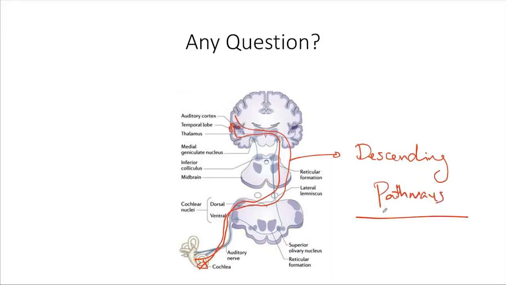And what is the role of these descending pathways? Why do we need descending pathways? We'll discuss that later. But it's interesting that these descending pathways go all the way to the cochlea. And they have a role. We'll discuss that role in the next steps as well.